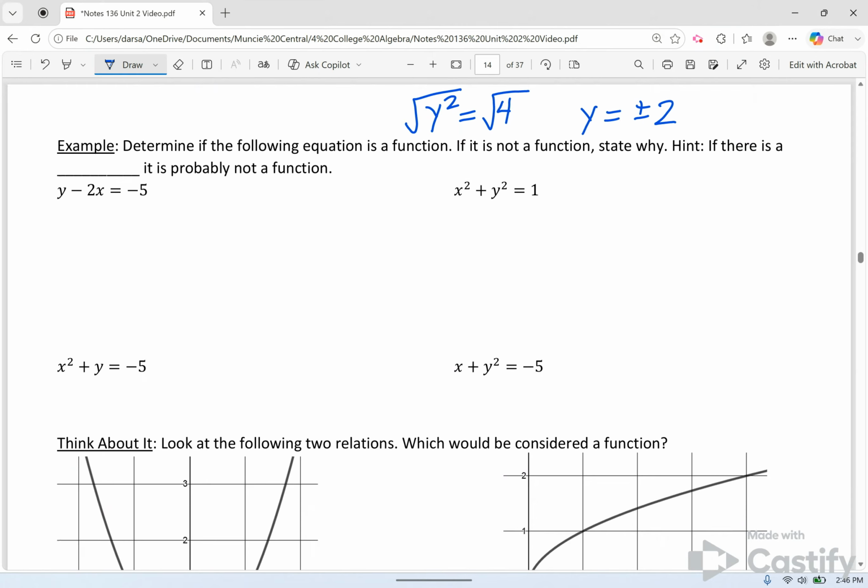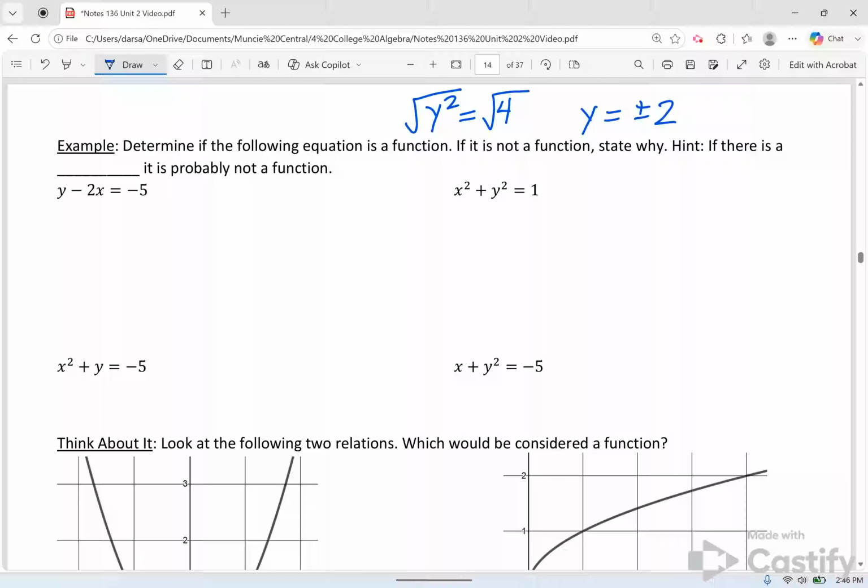So that's kind of our big hint: if you ever see an equation where there is a y squared, this thing probably isn't a function, because there's going to be something that I can plug in for x where we're going to get two y's for that x. So let's look at these first two examples.